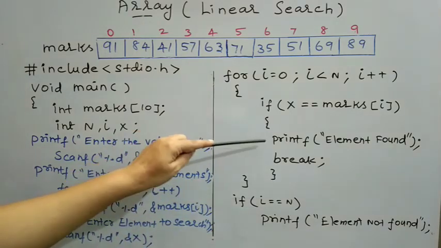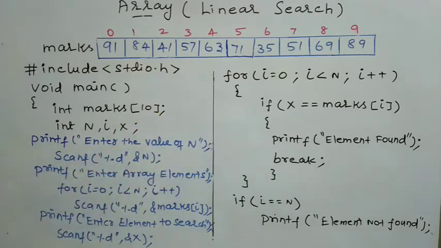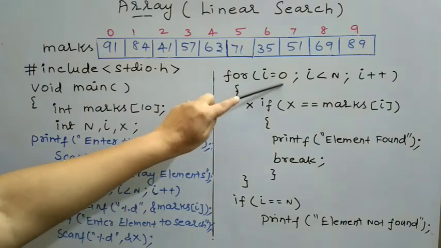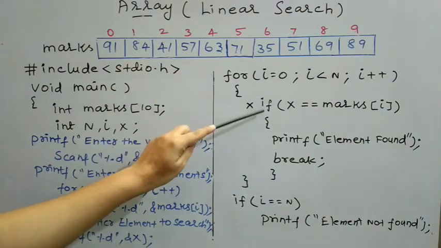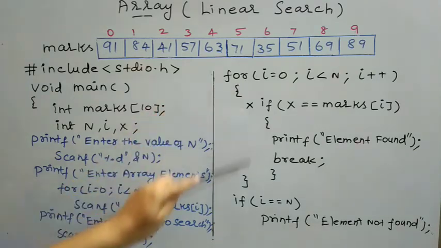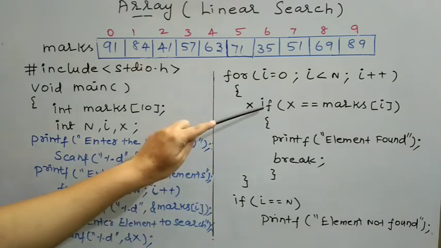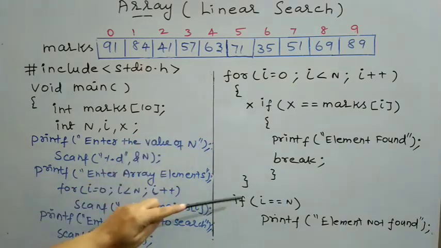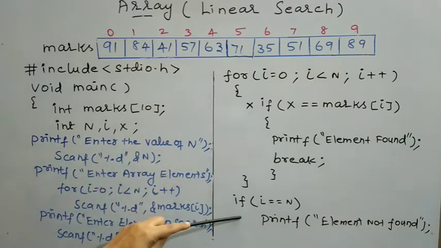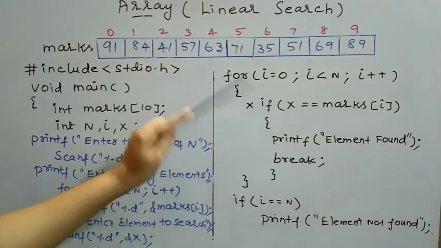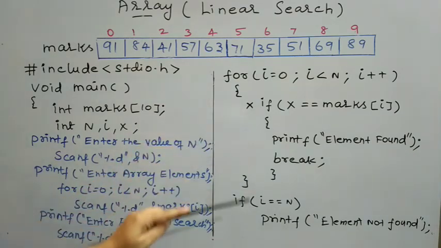If the element is not found, then this condition will not be satisfied for any value of i from 0 to n minus 1. The entire for loop will be executed, and I come out without evaluating this condition to be true. In that case, once I exit this for loop, the value of i will be n. So the condition is not satisfied, the element is not found, and I am printing the message "the element is not found".